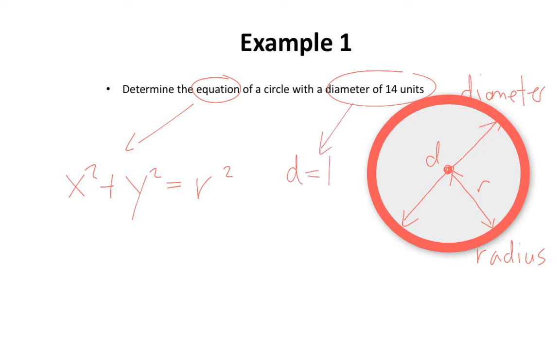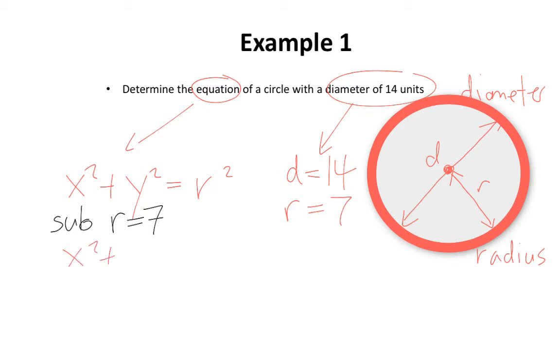Diameter is equal to 14. If the diameter is 14, you automatically know what the radius is. The radius is half of the diameter, so half of 14 is 7. I'm going to go ahead and substitute in that value. So I'm going to write, sub r equals 7.